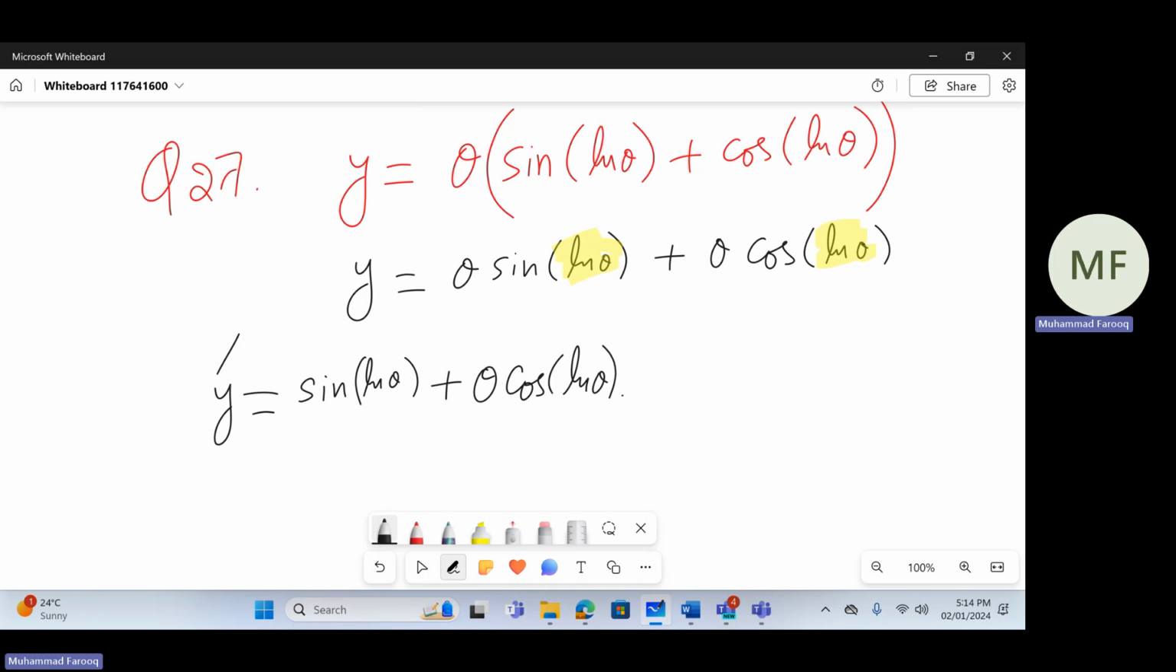The only change is that now there's no x, it's theta. Theta is x basically. So 1 over theta. I hope you understand.